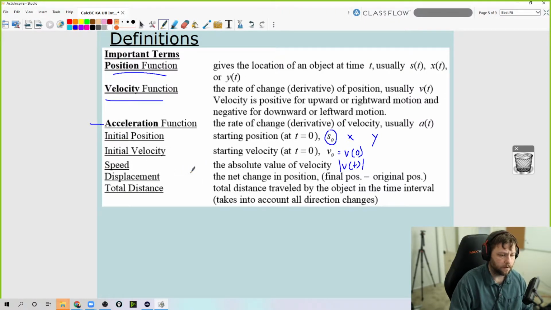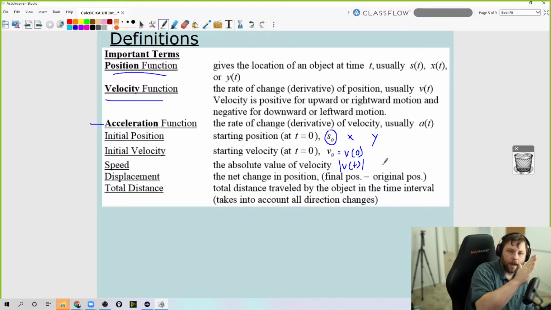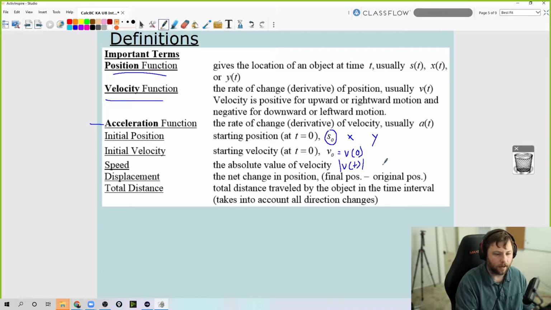Speed is absolute value. Displacement is like your net change, from where you started to where you ended. So if you started at position 5 or whatever, and at the end you were at position 10, you moved 5. Even if you went backwards and forwards, it doesn't matter. It's where you started versus where you ended, that's your displacement.